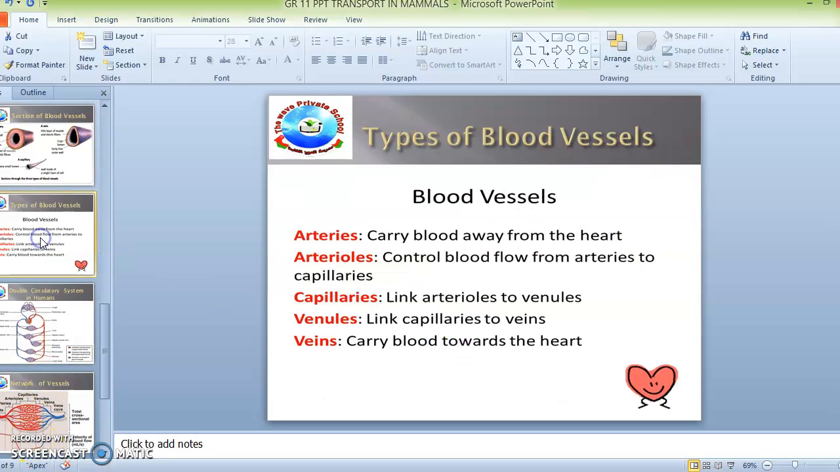Next, move on to the types of blood vessels and their function, what they are doing. Arteries carry blood away from the heart. Arterioles control blood flow from arteries to capillaries. Capillaries link arterioles to venules. Venules link capillaries to veins. Veins carry blood towards the heart.